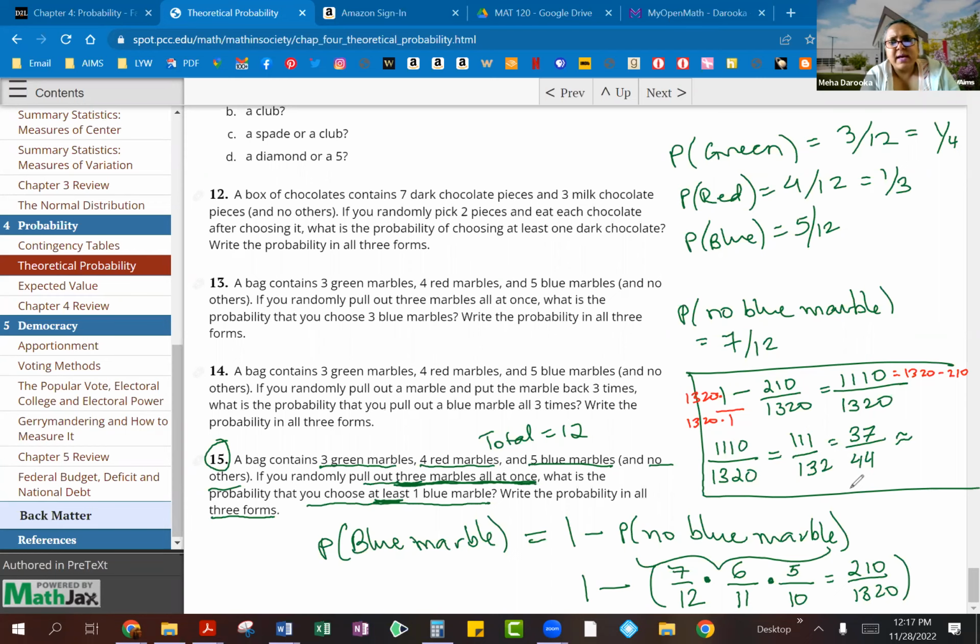Terry, Sabrina, yeah, that looks good. Very nice. So as a decimal, you should end up with 0.8409, and it keeps going. And then as a percentage, that would of course come out to be 84.09%. Yeah, Michael, very nice.